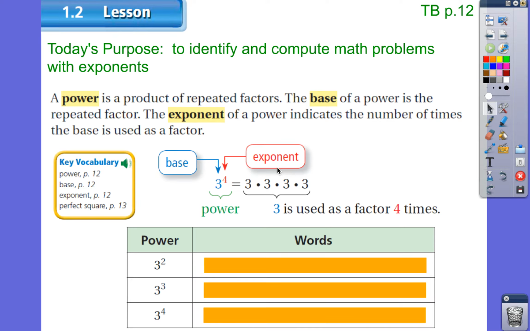Please open up your textbooks to page 12. Today's lesson is 1.2, and our purpose is to identify and compute math problems with exponents.